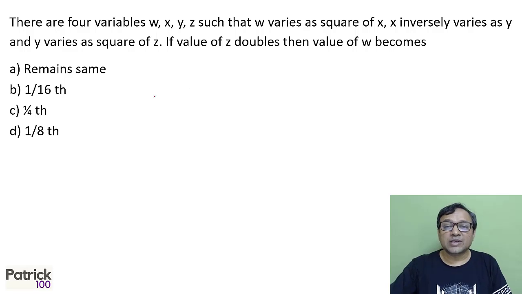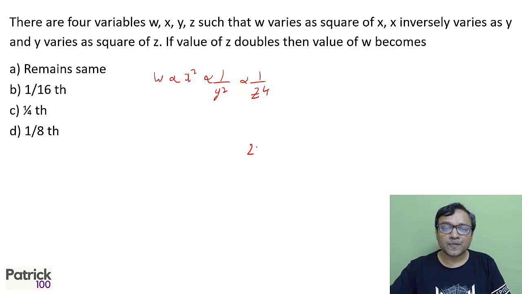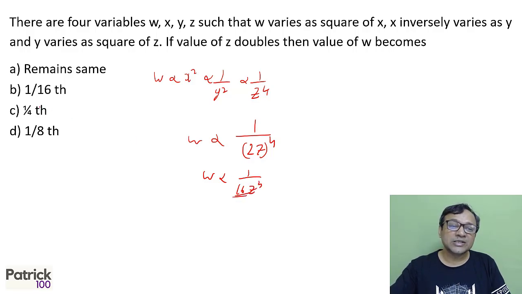There are 4 variables. W varies as square of x. X varies inversely as y. So x square will vary inversely as y square. Y varies as square of z. That means this will be z raised to 4. So z doubles. So if z becomes 2z, then 2z raised to 4. So w is inversely proportional to that. So w will be 1 upon 16 z raised to 4. That means w will become 1/16 times. So B option. You can do it this way also.